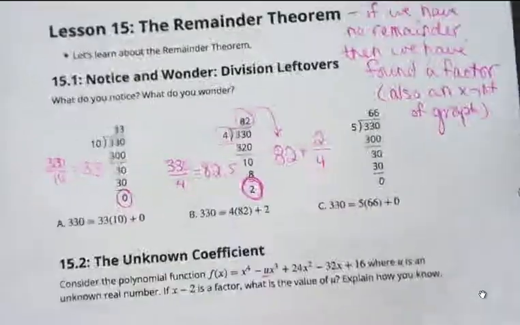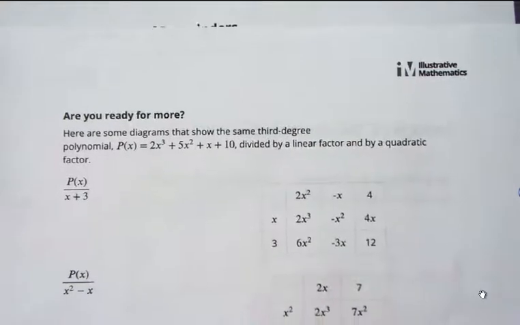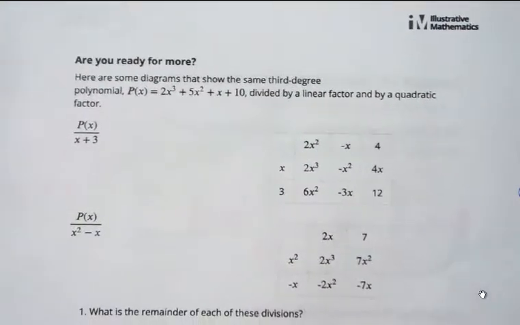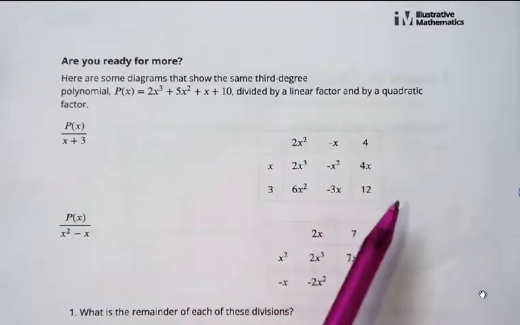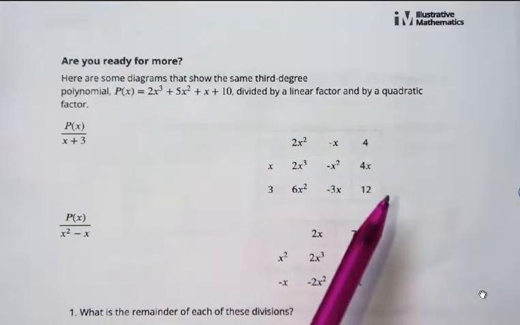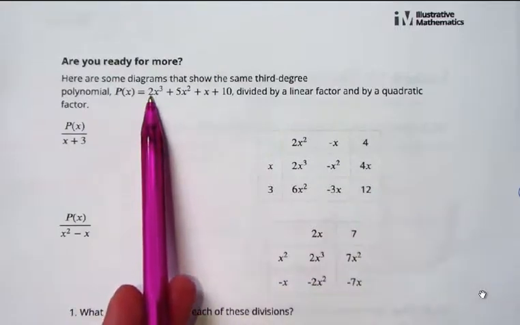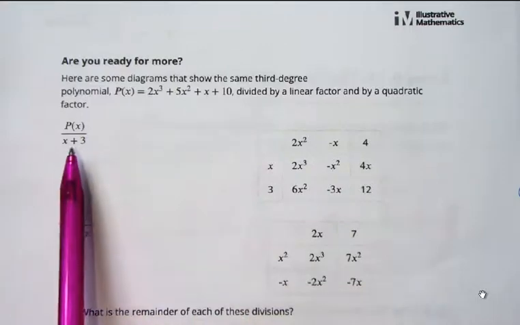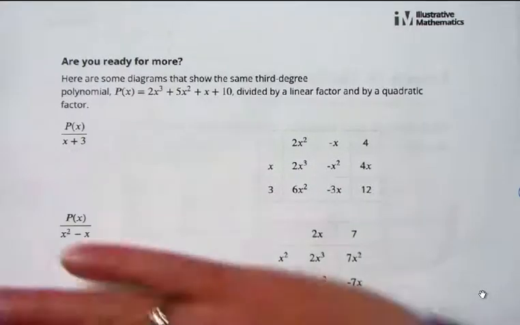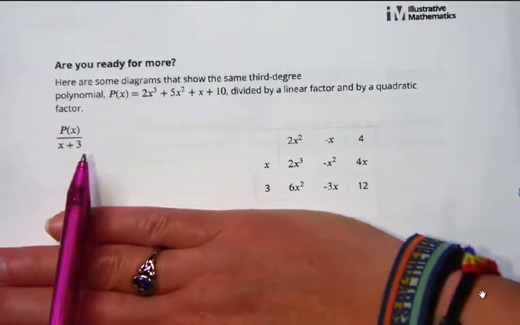So we are going to do the "Are you ready for more?" So if you look with me on that page, they have done some division for us. And we're taking this polynomial, it's a third degree polynomial, and we're dividing it first by x plus 3. So I'm not going to look at any of this stuff yet. I'm only going to look at this x plus 3.